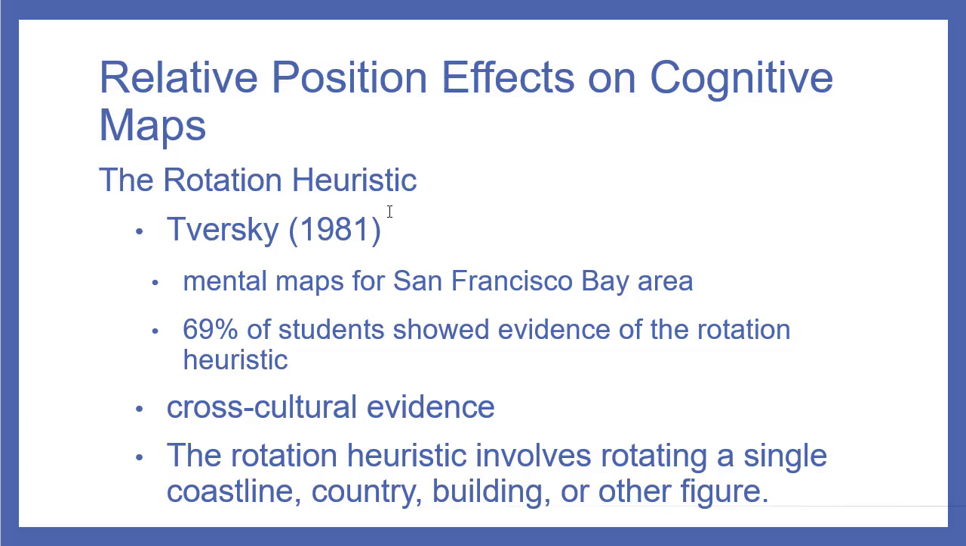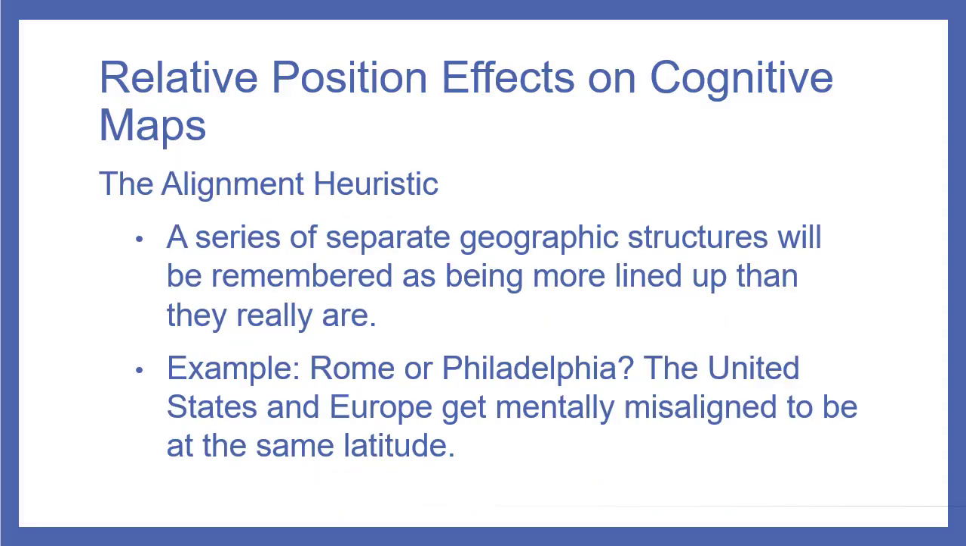Again, this expands a little bit on the rotation heuristic. You can feel free to read through those as you'd like. The alignment heuristic, again, what we just mentioned, talks about how we tend to make things straighter and more linear than they actually are.